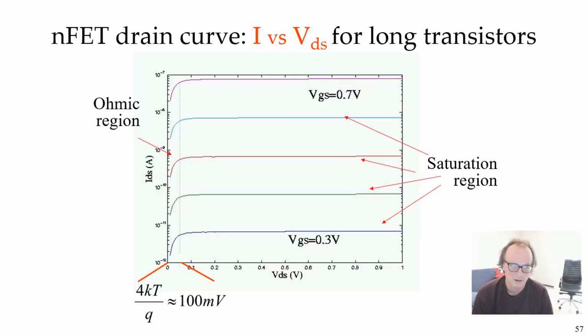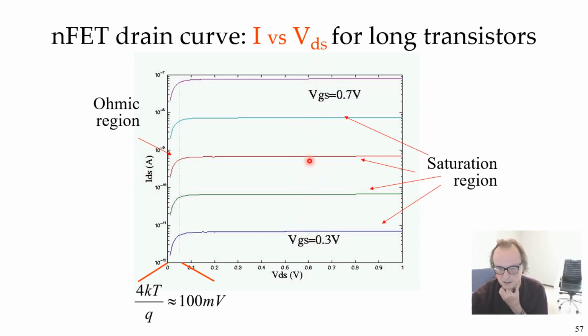Okay, so here's an NFET drain curve of the current versus the drain source voltage for long transistors, where you don't have weird short channel effects. So in this so-called ohmic region, which is for VDS less than about 100 millivolts, or VDS less than 4 kT over Q, you have kind of linear drain source current. Actually, it's only linear for maybe 50 millivolts or so. But then once the voltage gets bigger than 100 millivolts or so, the current just becomes constant. It's just forward current.